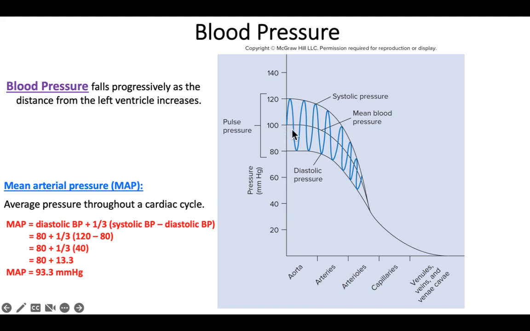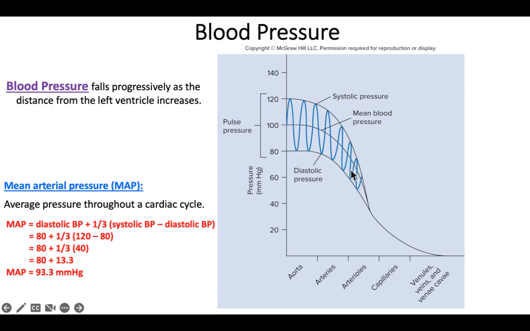As you go away from the ventricle, it's going to start to drop a little bit. It doesn't drop significantly in the arteries. That's why we can measure pressure in the artery and assume that it's pretty close to the ventricle. All right, as we go into arterioles, it starts to drop more.